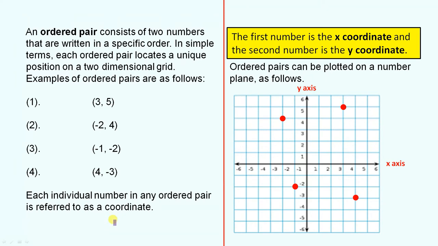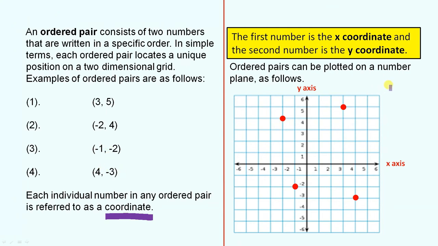Each individual number in any ordered pair is referred to as a coordinate. So the 3 is a coordinate and the 5 is a coordinate. And when you put those numbers together, you have an ordered pair. The first number is the x coordinate and the second number is the y coordinate. So here the x coordinate is 3 and the y coordinate is 5. And it's the same with each of these ones here.